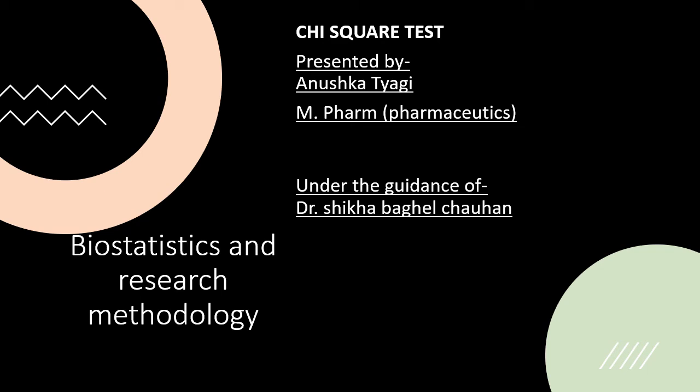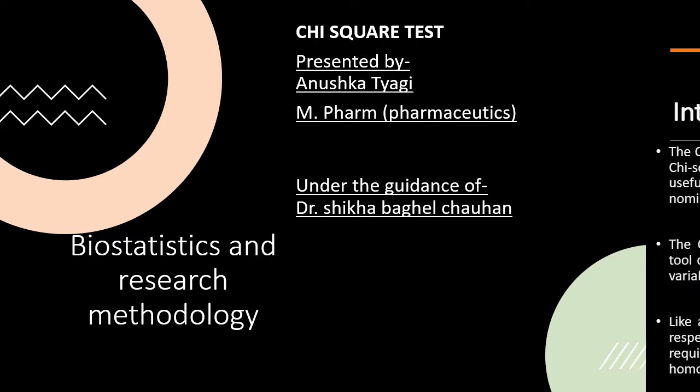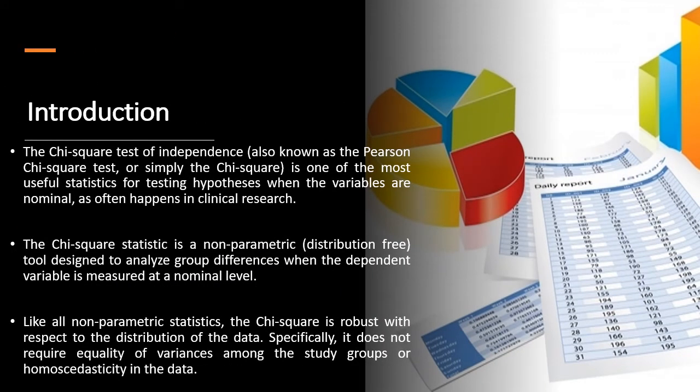Hello everyone. Today we are going to discuss the chi-square test. It is also known as Pearson's chi-square test or simply chi-square. It is one of the most useful statistics for testing hypotheses when the variables are nominal, as often happens in clinical research. The chi-square statistic is a non-parametric tool designed to analyze group differences when the dependent variable is measured at a nominal level.